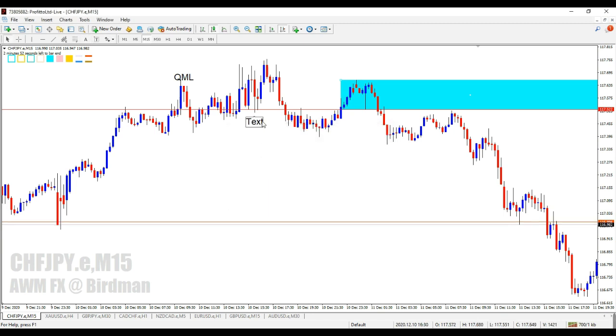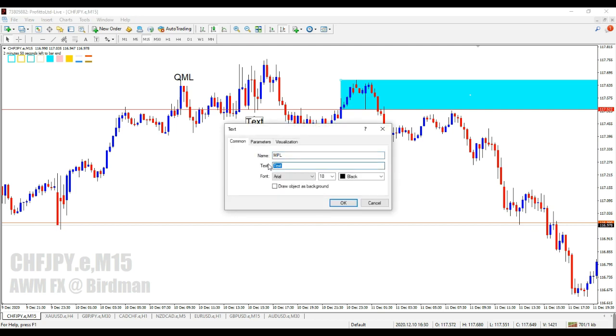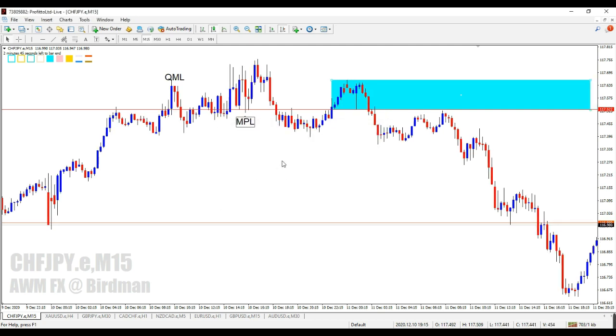How come the text? Sorry for that. Let me. Oh, the name. I did it wrongly. I'm not really good with using MetaTrader. It's just for trading only. All right, so why do I identify this line over here as an MPL?